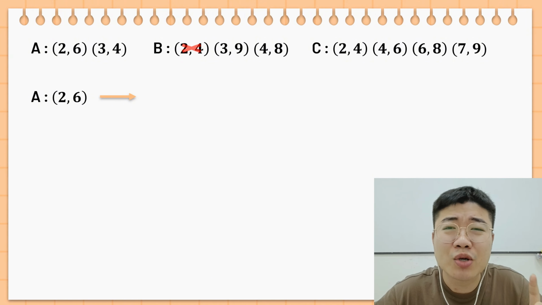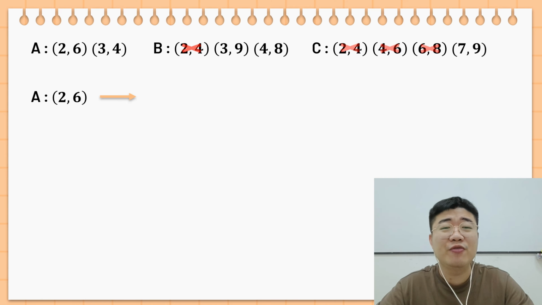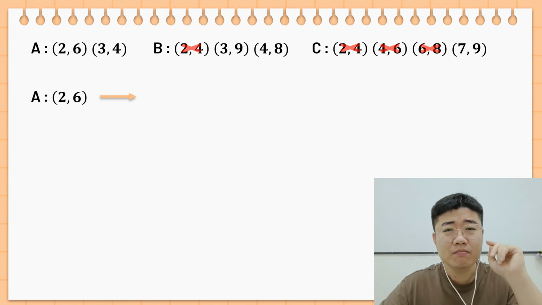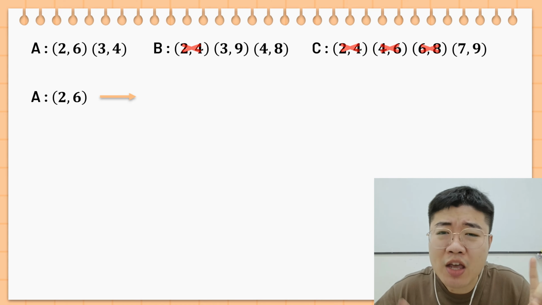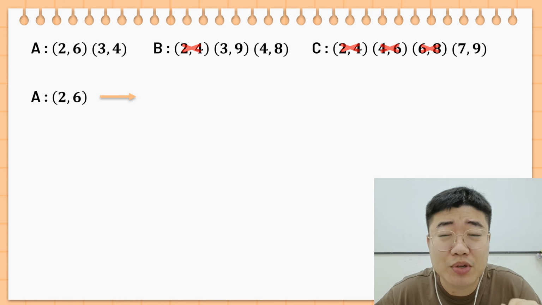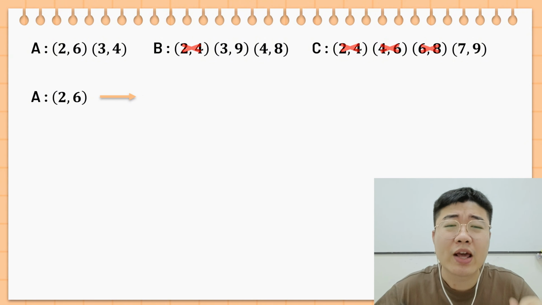Now, for Cindy, those that contain 2 or 4 cannot be used. So we have 2 and 4, 4 and 6, 6 and 8. Those cannot be used. Now, everyone, you notice that if you continue with Ben, we still have to discuss two cases. Ben can be 3 and 9, or Ben can be 4 and 8.